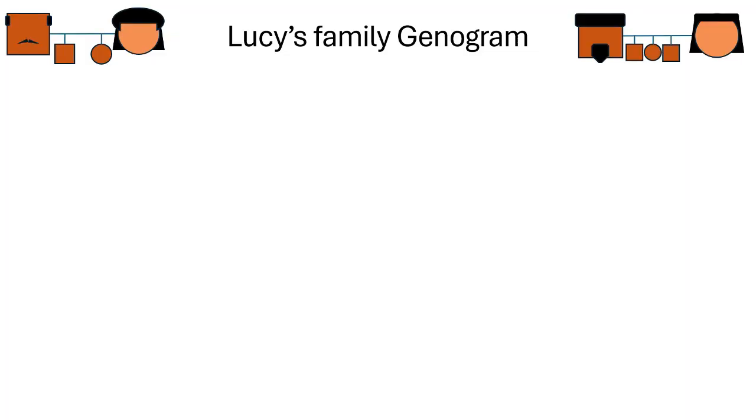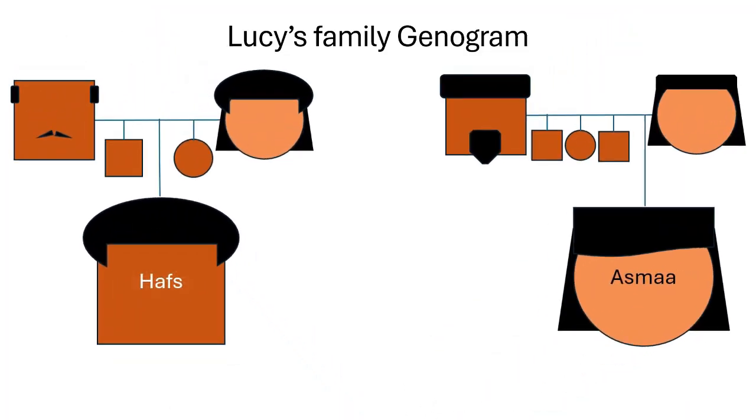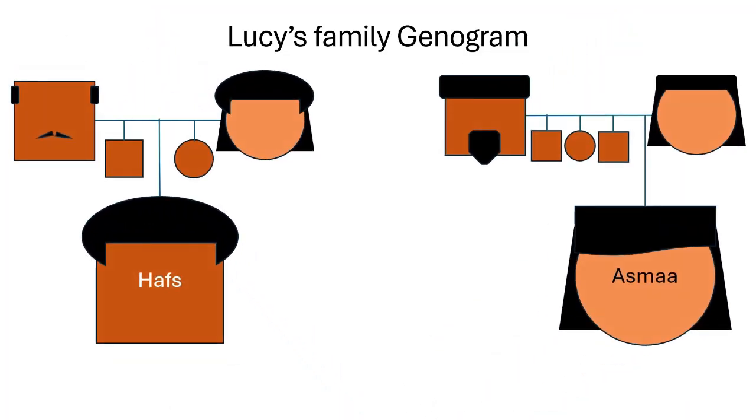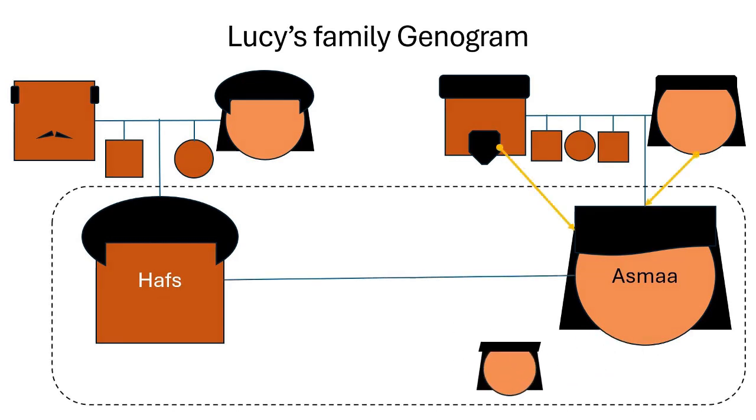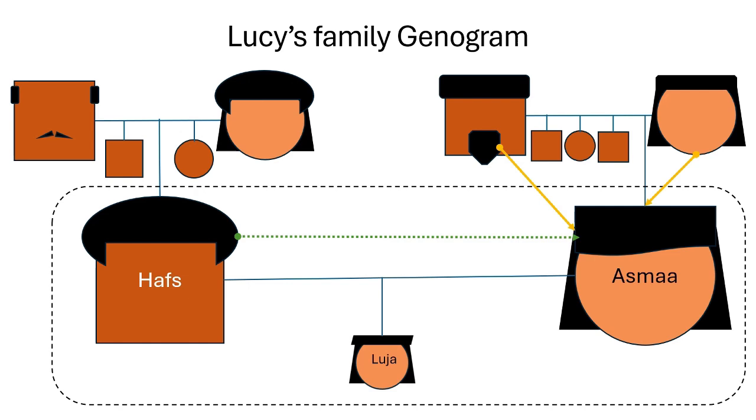Later, Asma found out that she was pregnant. Her family were very upset with her. She named Hafs as the father, and he owned up. He was somewhat supportive of her, and they were married at their parents' insistence. They had a baby called Luja, although she was nicknamed Lucy.